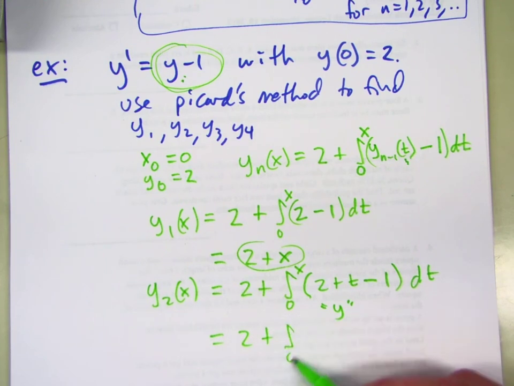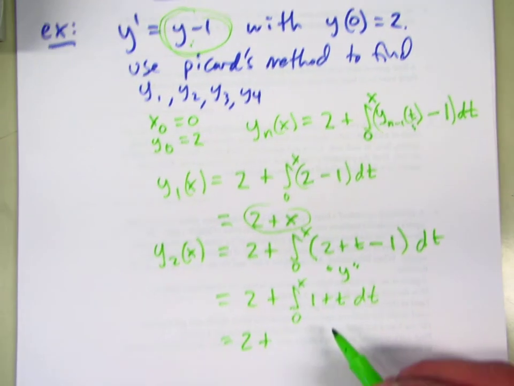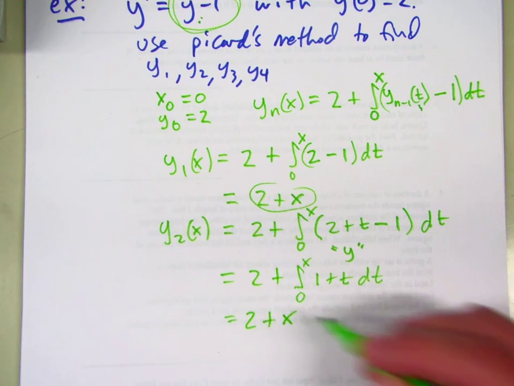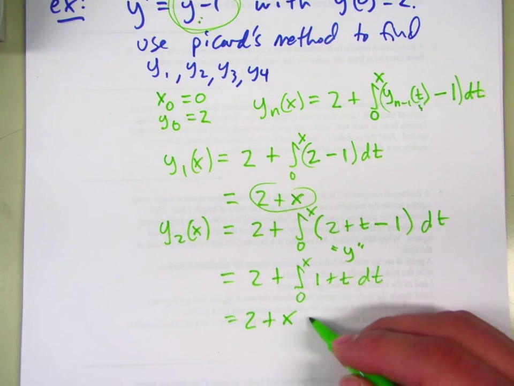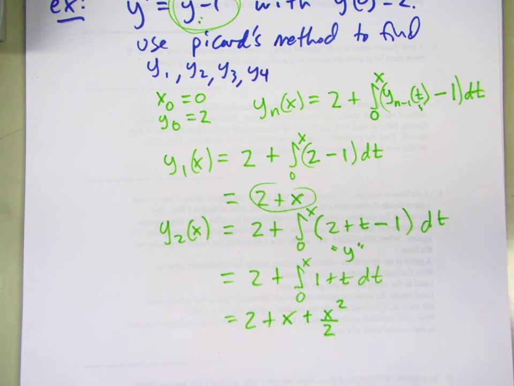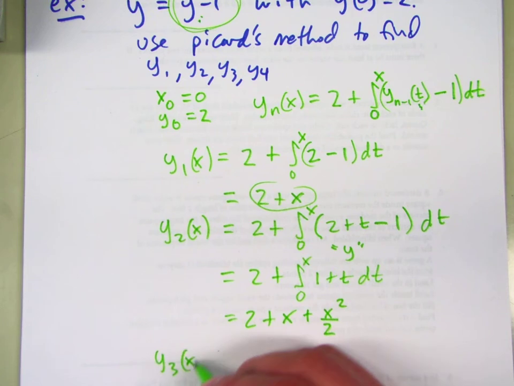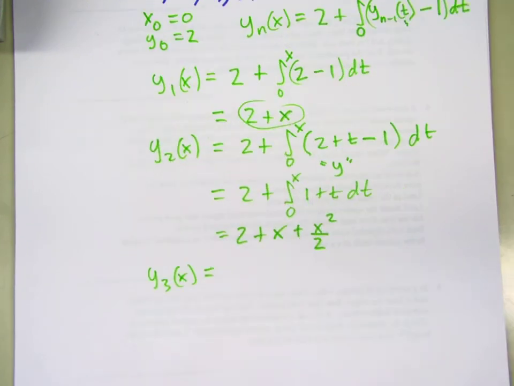This will be the integral from 0 to x of just 1 plus t dt. And so now we get 2 plus x, and then t is going to be 1/2 t squared, but that'll just become x squared over 2. Makes sense so far? Okay, let's do y3. It's halfway there.